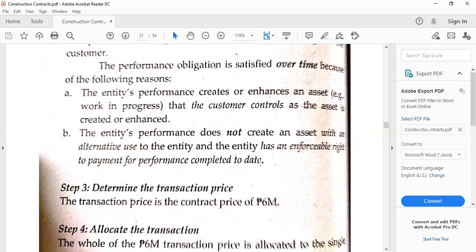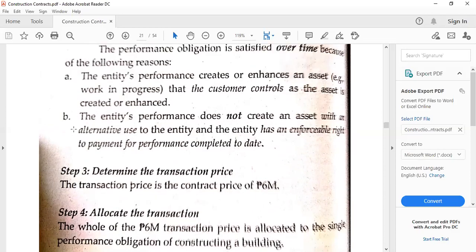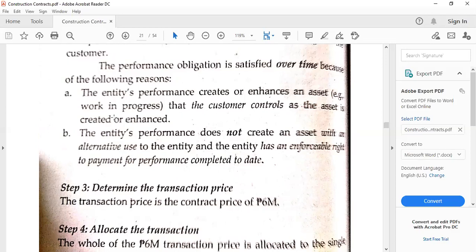And the entity has an enforceable right to payment, meaning the seller has an enforceable right to payment for performance completed to date. All right. And by the way, the entity here is the seller. So the seller's performance does not create an asset with an alternative use to the seller or to the entity. Because of course, the customer has something in mind, has the use, but on the part of the seller, this is really for the customer, not for any other uses. Perhaps I haven't emphasized that in the previous discussion, despite the length of 14-minute plus.